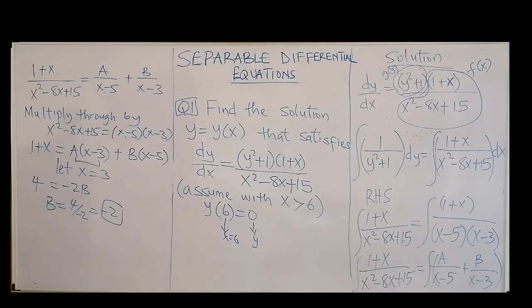Then the next thing I can do also is to find a way of cancelling B. So let x be equal to what?